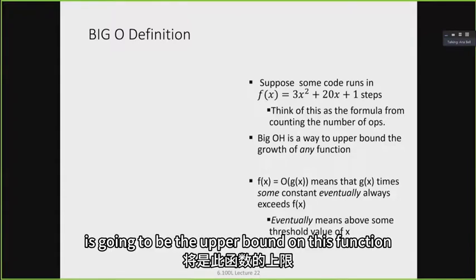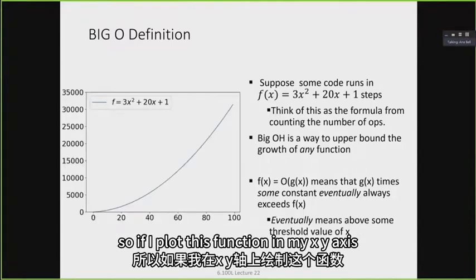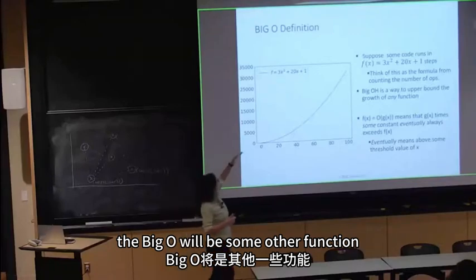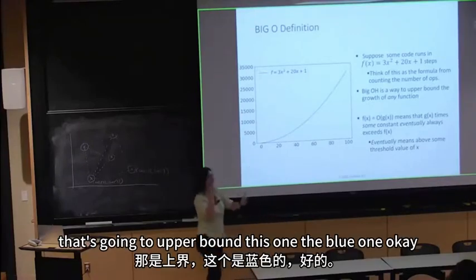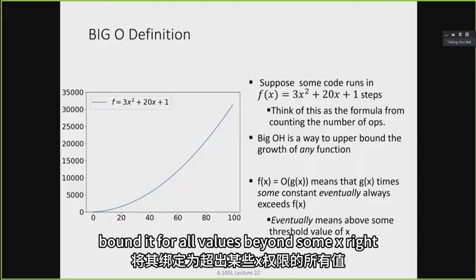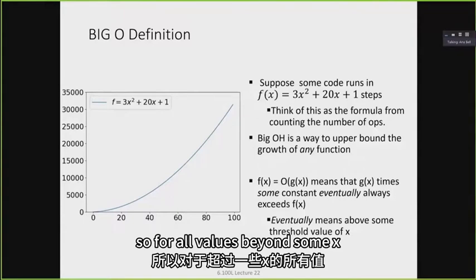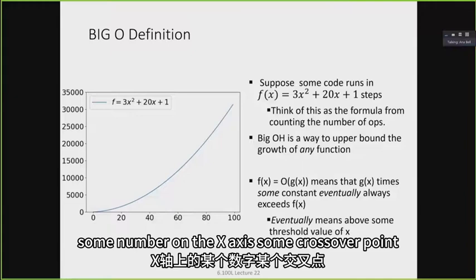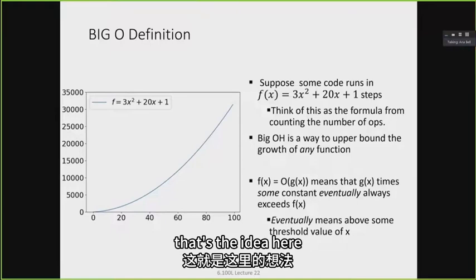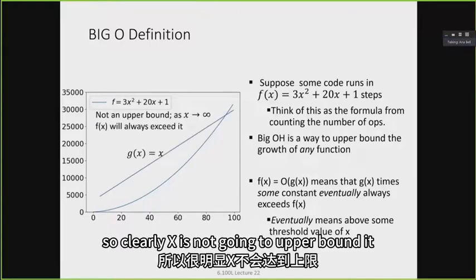Now, the big O is going to be the upper bound on this function. So if I plot this function in my xy axis, this is what it looks like. The big O will be some other function that's going to upper bound this one, the blue one, okay? And it's going to upper bound it for all values beyond some x, some number on the x-axis, some crossover point. This big O of g, this g, will always be bigger than my f. That's the idea here.